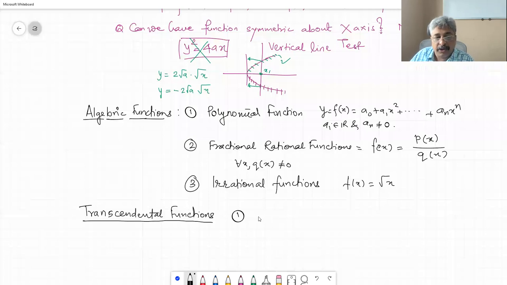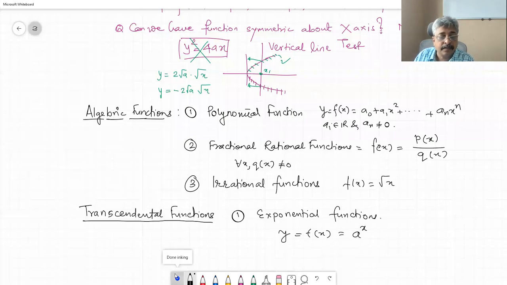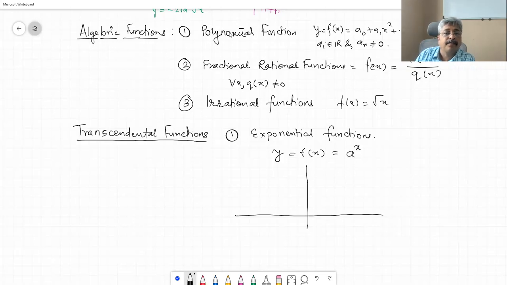First, exponential functions. y is equal to f of x is equal to a raised to x. Now, the graph of a raised to x will look like this. If a is greater than 1, the graph is going to be like this. If x is equal to 0, then it is 1. So this is 1.